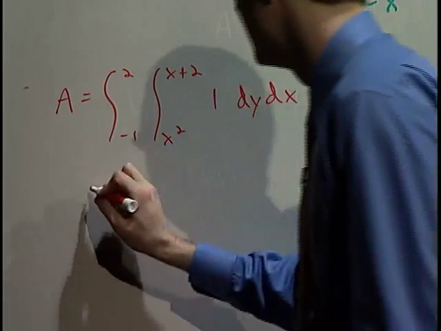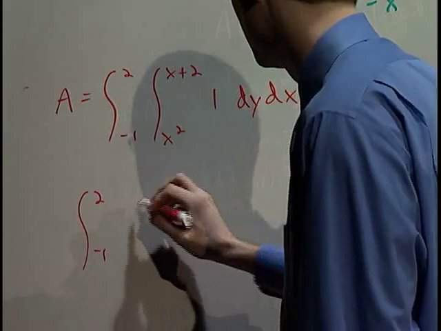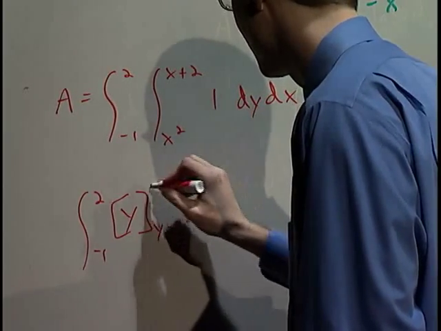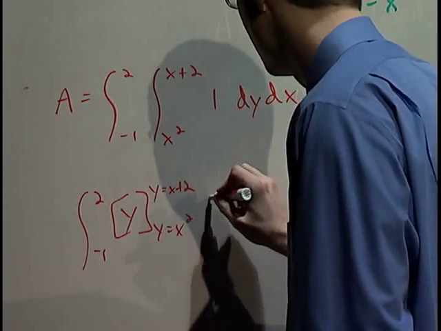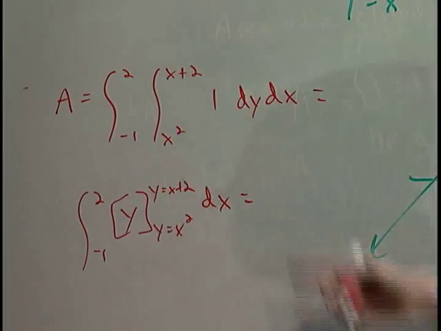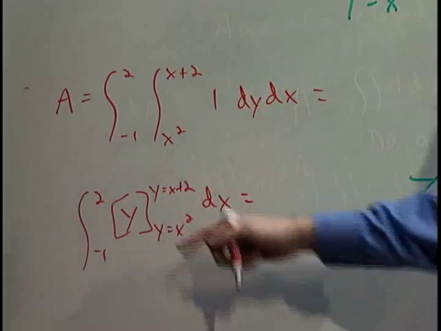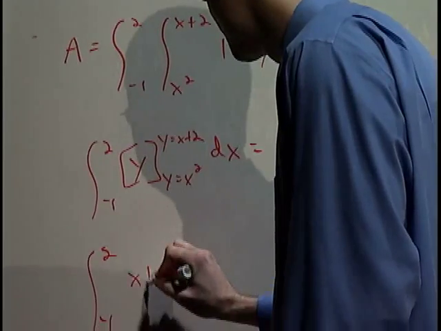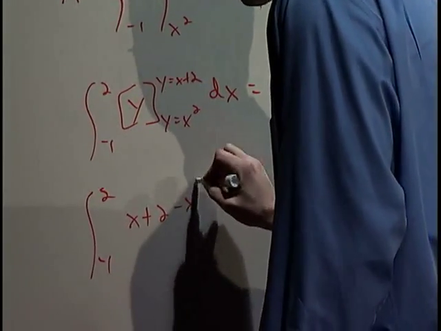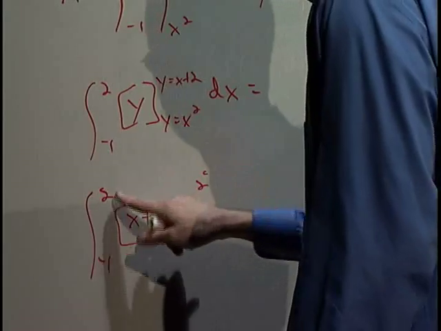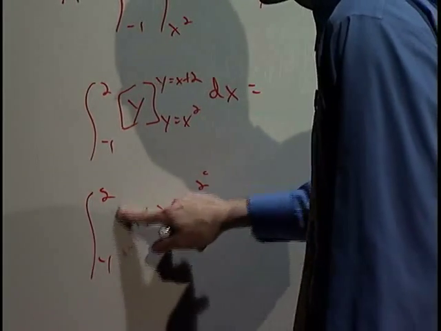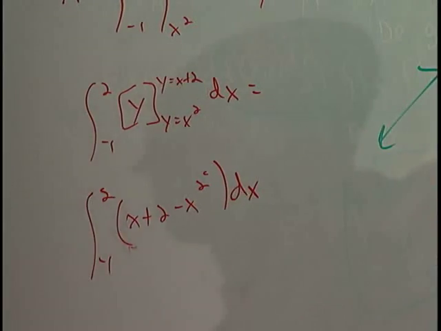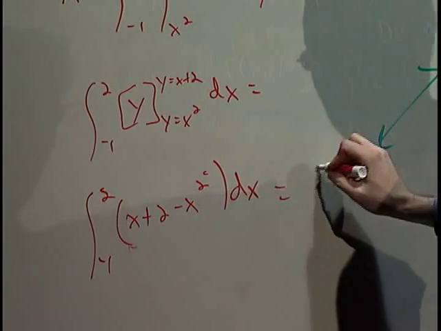So x limits stay the same. This is just y integrated from y equals x squared to y equals x plus 2 dx, right? Because the integral of 1 is y. All right, plug that stuff in. You get what? x plus 2 minus x squared. I guess I don't need the brackets yet because I'm not evaluating. And that's with respect to x.